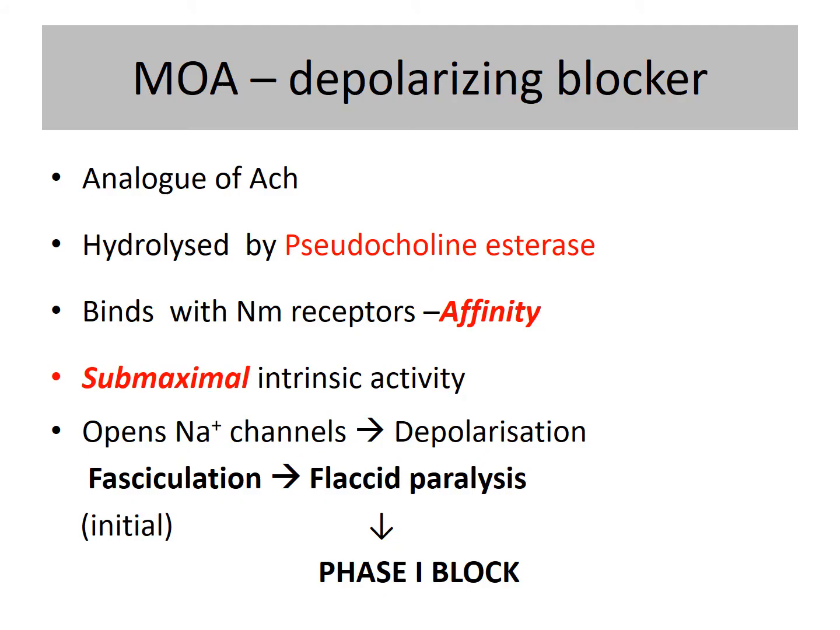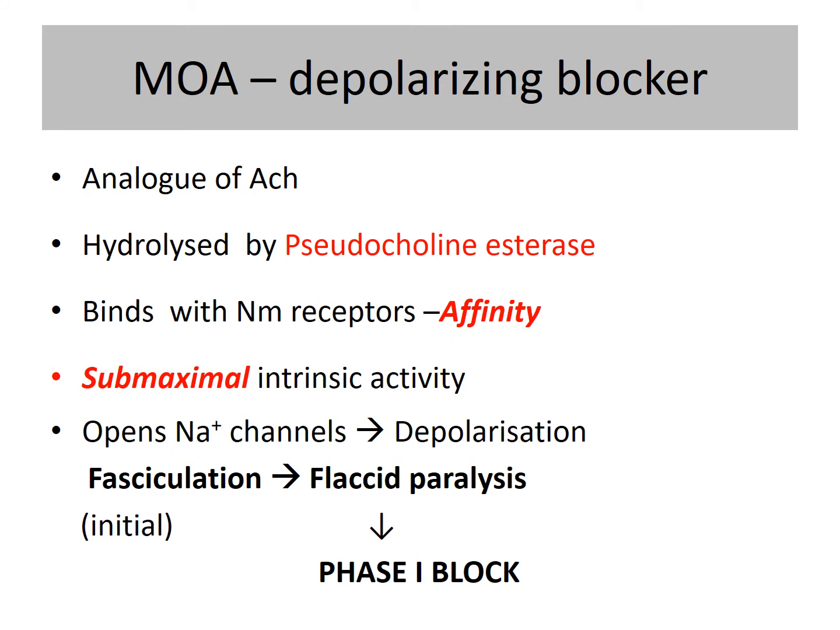Next we have the mechanism of action of depolarizing blockers. As the name indicates, these drugs produce a depolarization in the muscle end plate, but this is not sufficient to produce a muscle contraction. That means they produce an end plate potential which is submaximal. Among these depolarizing blockers we have two main agents, succinylcholine as well as decamethonium, and succinylcholine is the major clinically relevant drug.